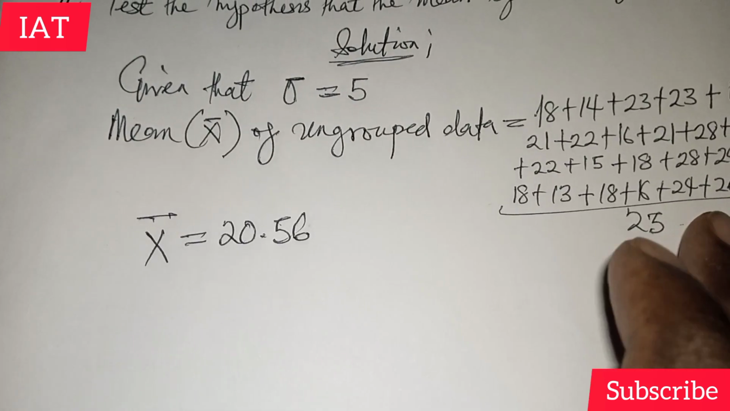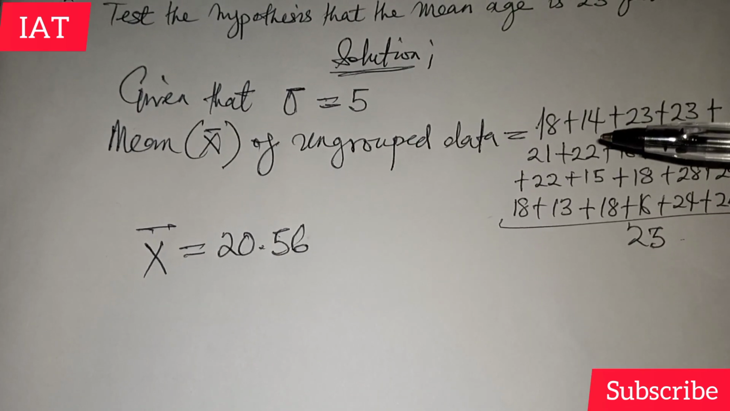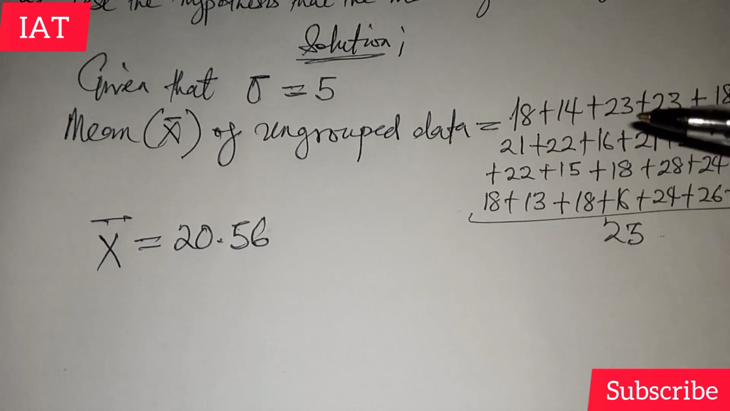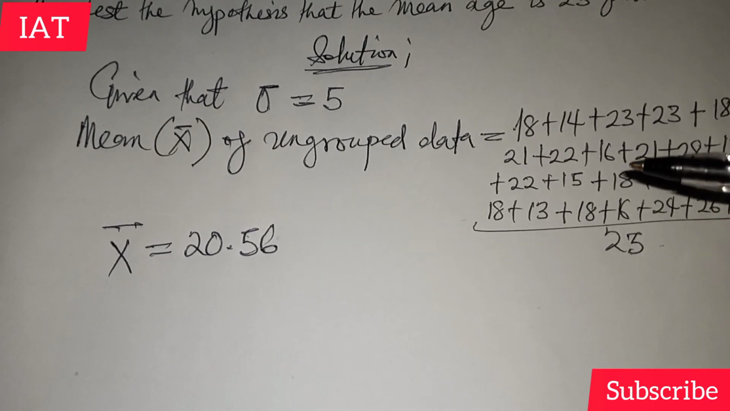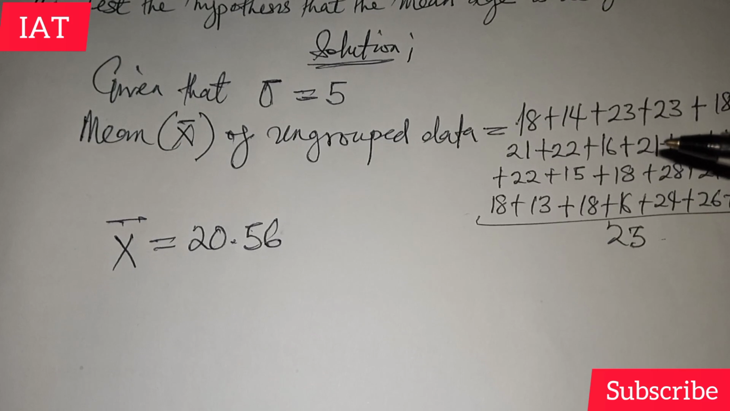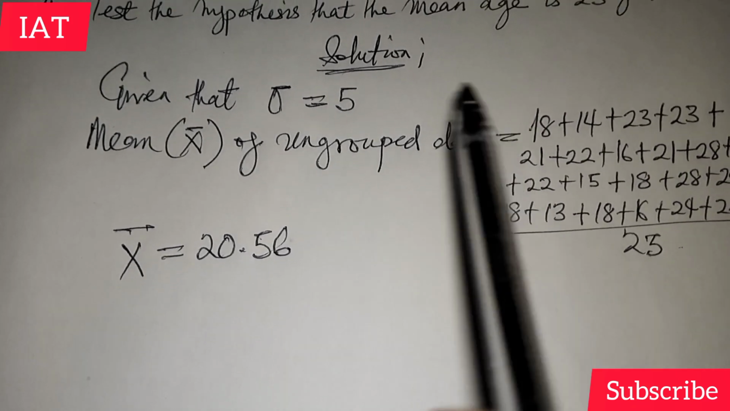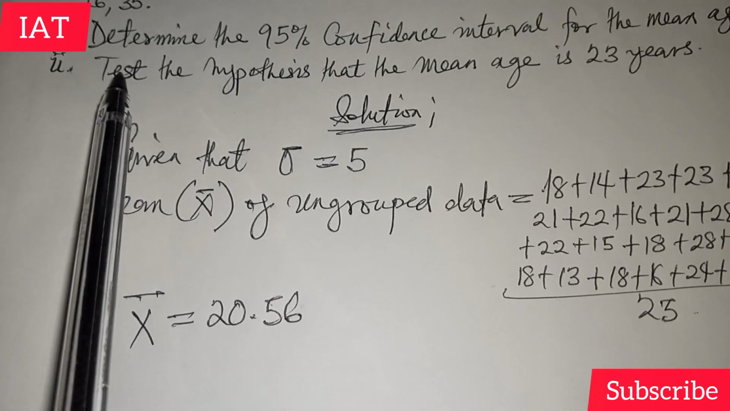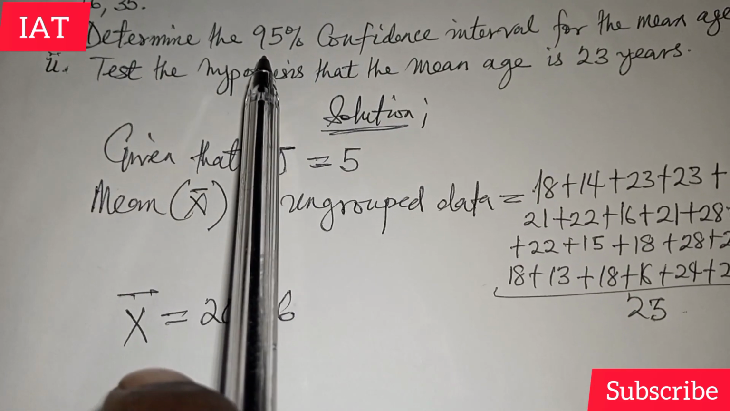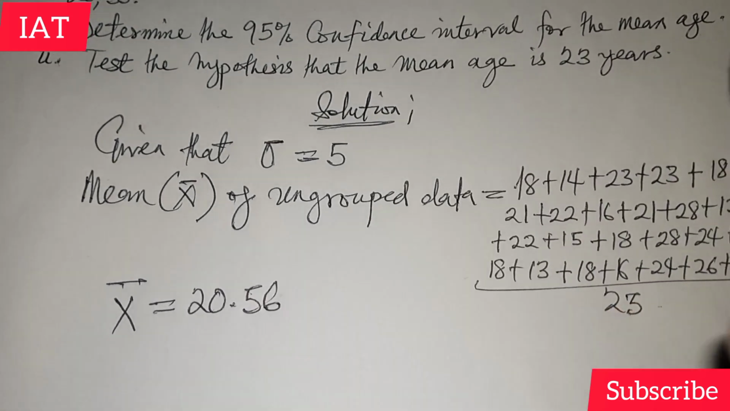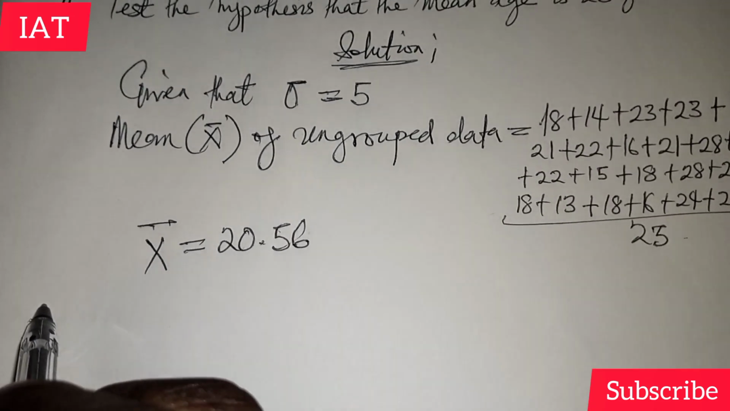All right. So I did not want to go through the process of doing this with you because I'm intending to make this video as short as possible so that you can get the necessary information. All right. So if you read through the question, part one of it is for us to determine the 95% confidence interval for the mean age. So let's start off with that part one.